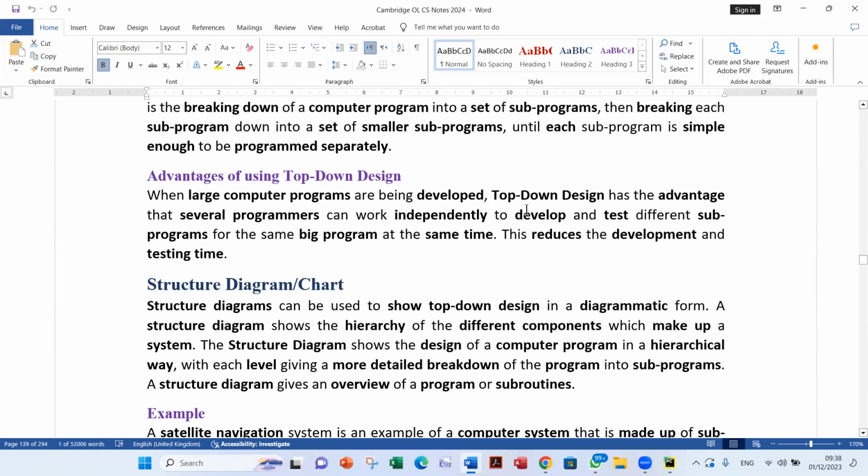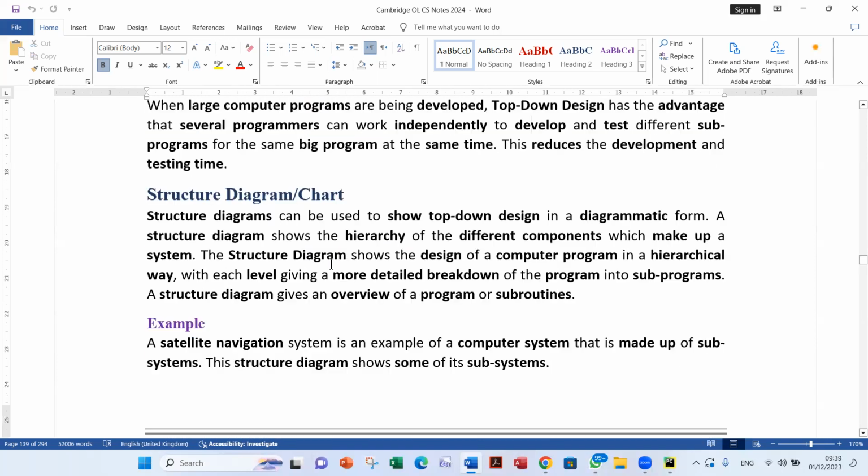Several programmers can work independently to develop and test sub-programs for the same big program at the same time. This reduces the development time.